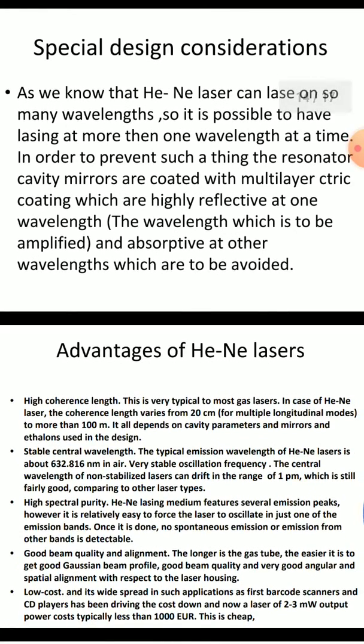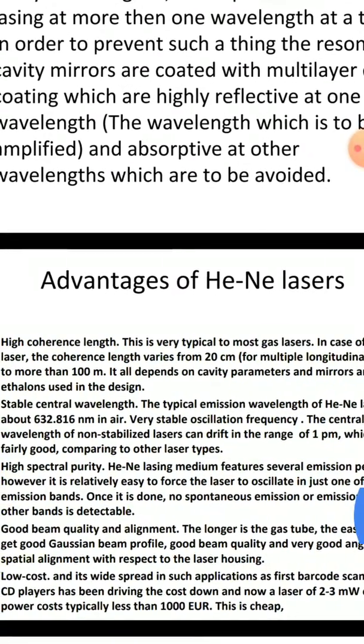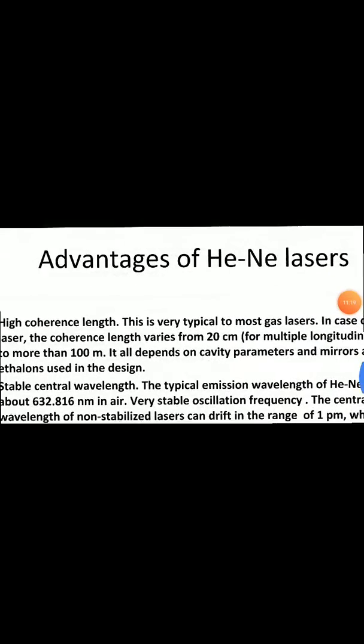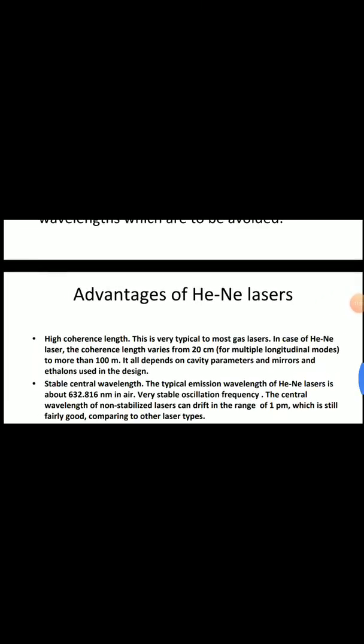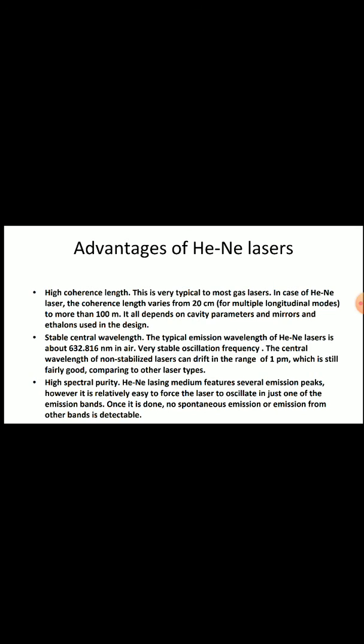Now we talk about certain advantages of the helium neon laser. A helium neon laser has a high coherence length. This is typical of most gas lasers. In the case of the helium neon laser, the coherence length varies from 20 centimeters for multiple longitudinal modes to more than 200 meters. It all depends on the cavity parameters and the mirrors and etalons used in the design of the optical resonator cavity and the laser.